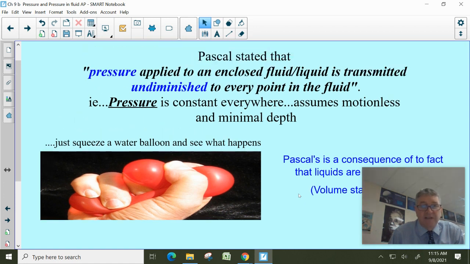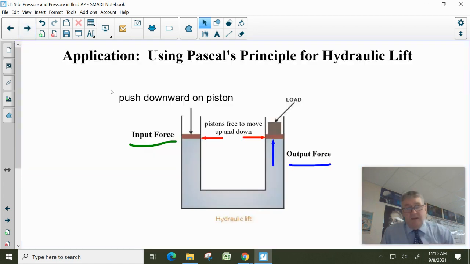Okay, and this will make sense in just a second. So again, pressure applied to an enclosed fluid is transmitted undiminished. The pressure is transmitted undiminished to every point in the fluid. Well, what does that mean? I'll try to shoot a video and show you this as well, or I'll show it to you in class.